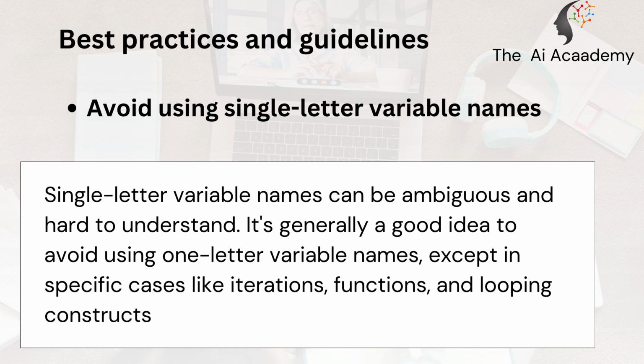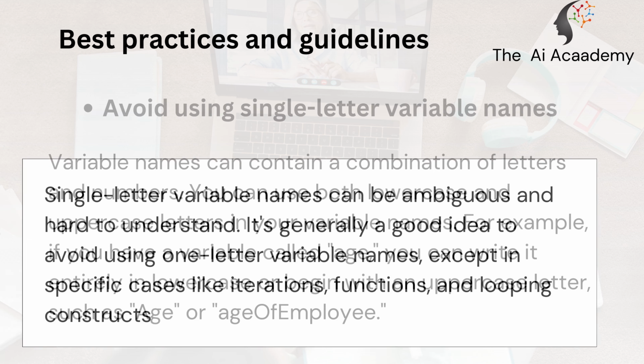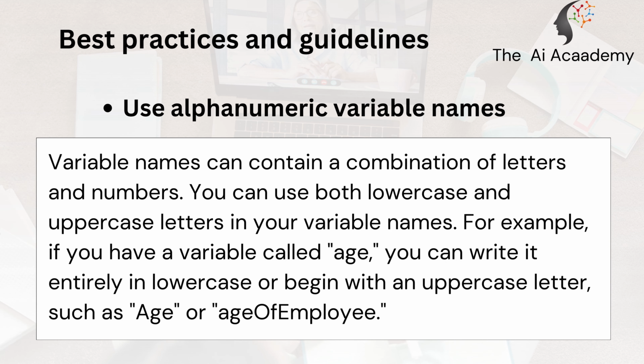Third, avoid using single-letter variable names. Single-letter variable names can be ambiguous and hard to understand. It's generally a good idea to avoid using one-letter variable names, except in specific cases like iterations, functions, and looping constructs.